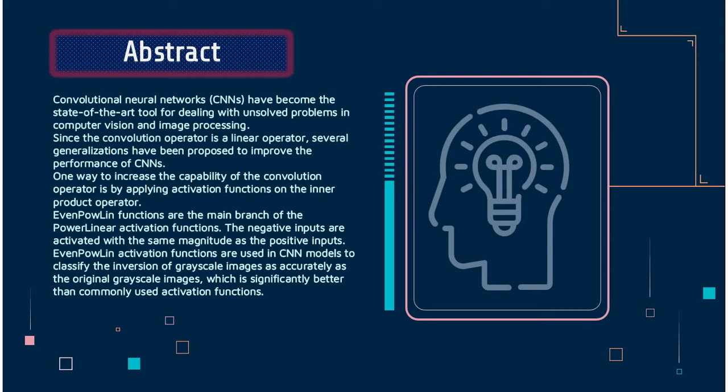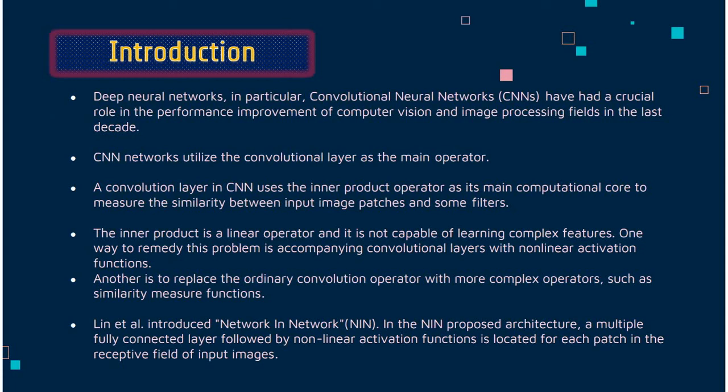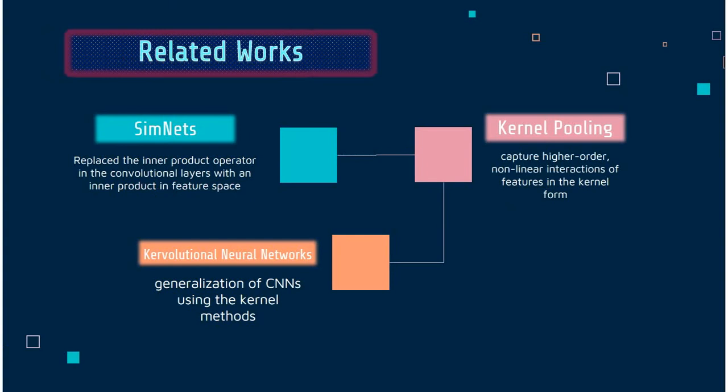For example, one network replaces the inner product operator in convolution layers with a multi-layer perceptron. Another work is the SIMnet architecture, which replaced the inner product operator in the convolution layers with an inner product in feature space.